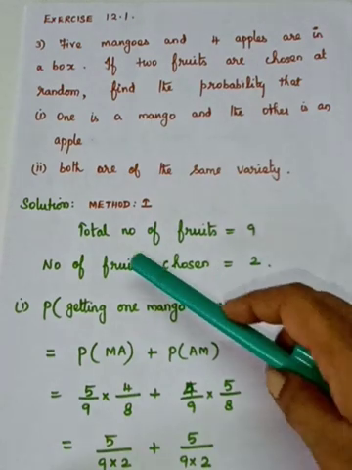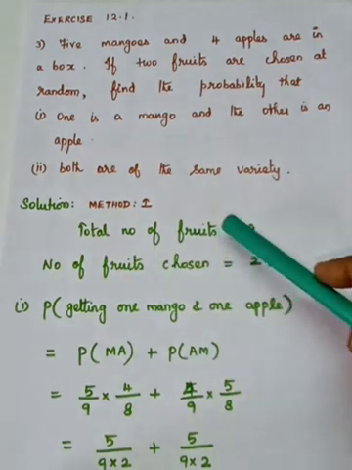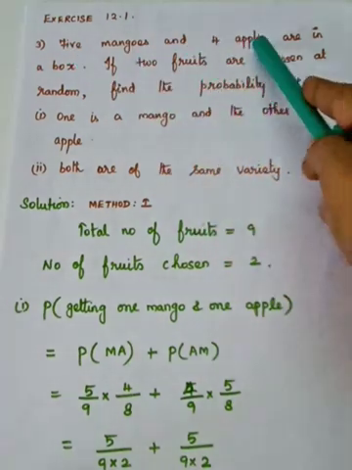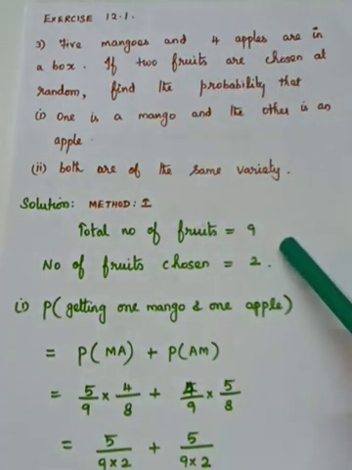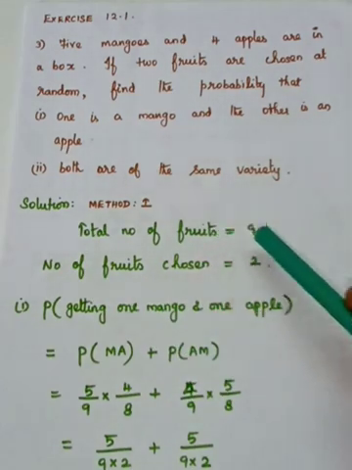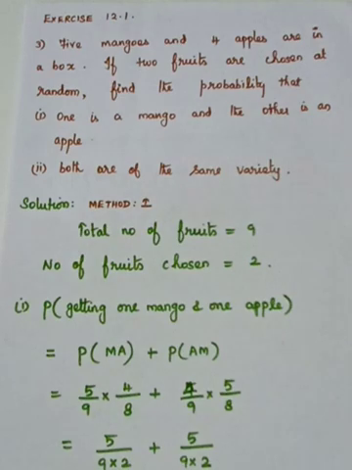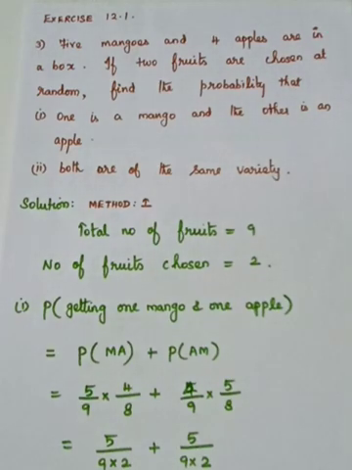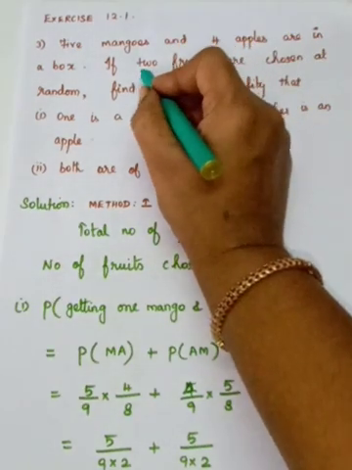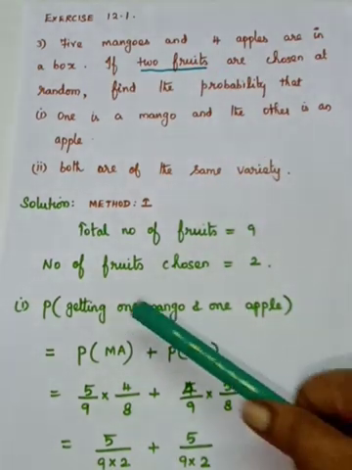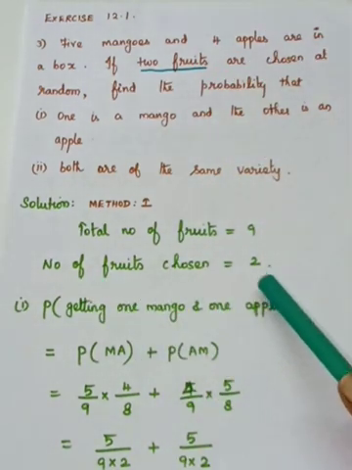You see that total number of fruits. So, how many fruits are involved in this problem? 5 mangoes and 4 apples. So, totally 9 fruits. Okay. So, number of fruits chosen. So, out of 9 fruits, how many fruits you have to choose? Here it is given, if 2 fruits are chosen at random. So, we have to choose 2 fruits. Okay. So, the number of fruits chosen is 2.